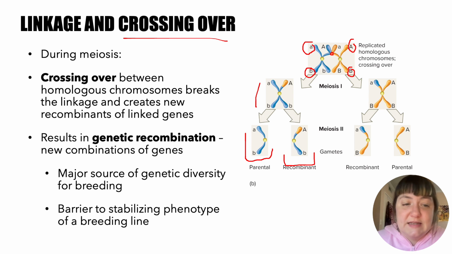However, the downside is it can be a barrier to stabilizing phenotypes. So if you have some line that's really perfect, and there's some linkage between traits that you want to keep together, this can break that linkage, if that makes sense. Okay. There's a lot more to say on that topic, but I think this will do for now.